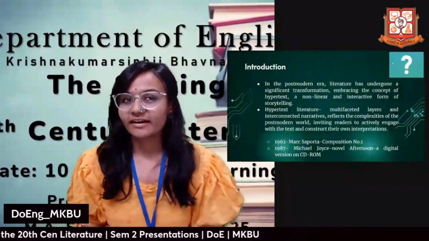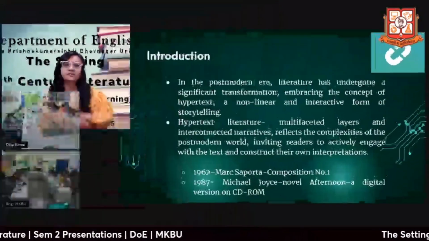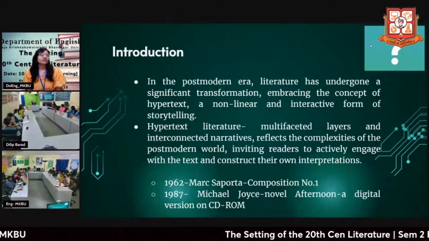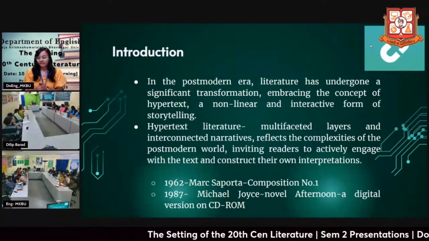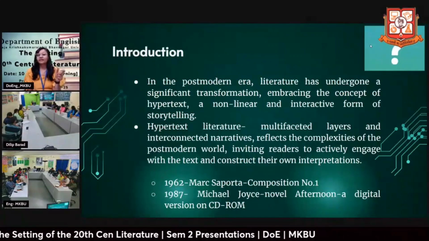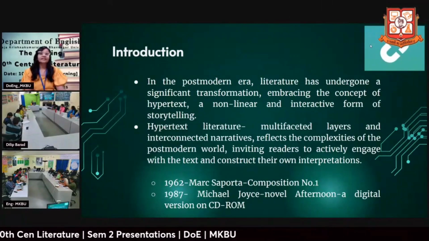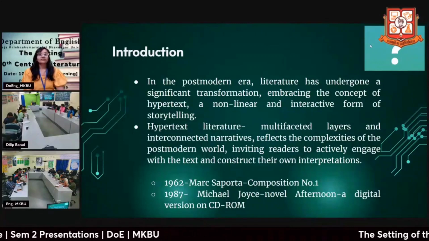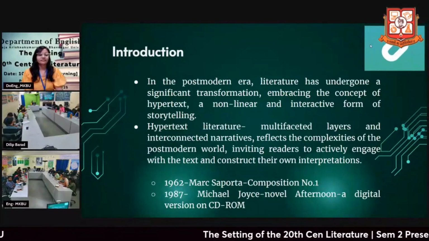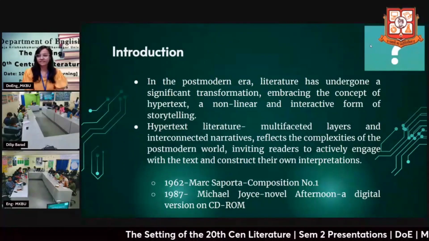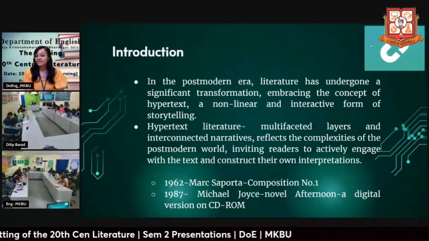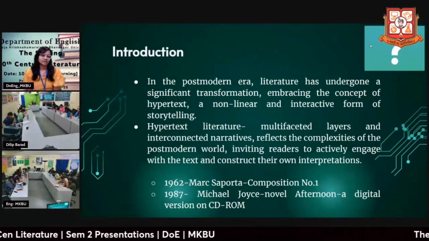In the postmodern era, especially the timeline that started with the late 1950s through the end of the 20th century, writers and philosophers like Barthes, Derrida, Baudrillard, and others made a significant change in literature and in theory as well. With this, literature underwent a significant transformation, and that was a kind of hypertext. With this, there is an emergence of non-linearity, interactive form, and storytelling.